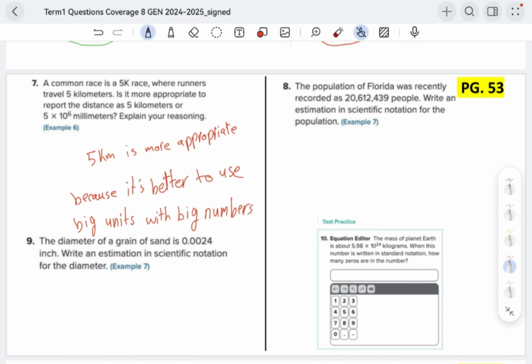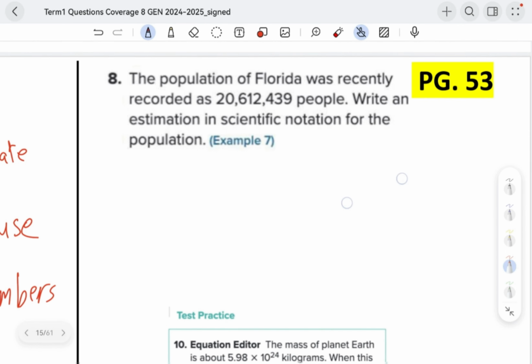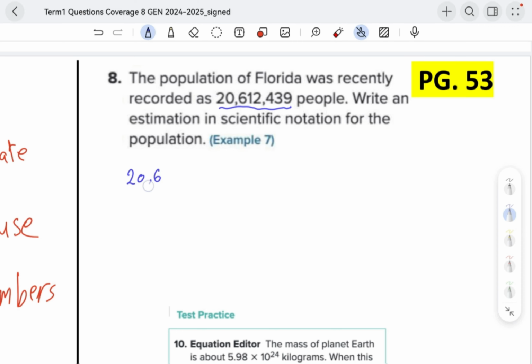Now let's go for question number 8. The population of Florida was recently recorded as 20,612,439 people. Write an estimation in scientific notation for the population. Okay, so first we need to estimate this number. You can round it to 21 million, or you can round it to 20 million, also acceptable, or you can round it to 20,600,000. All of these numbers are acceptable. I'm gonna estimate it to 20,600,000. Someone else can round it to 21 million, also it's acceptable.